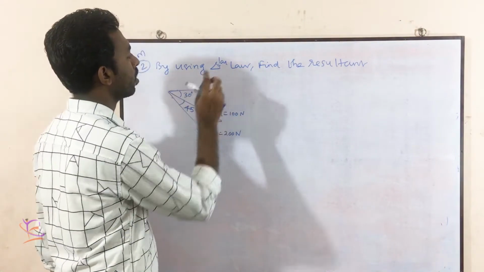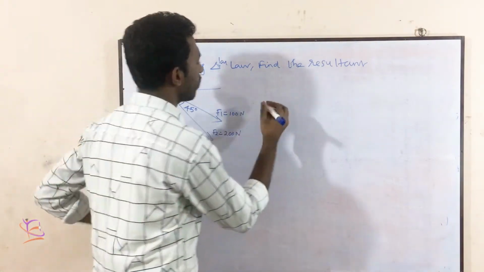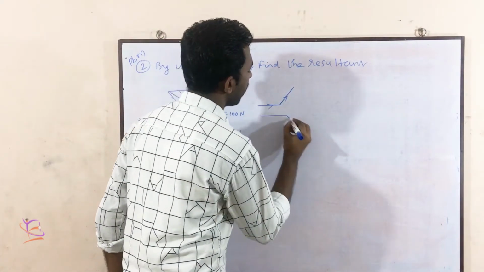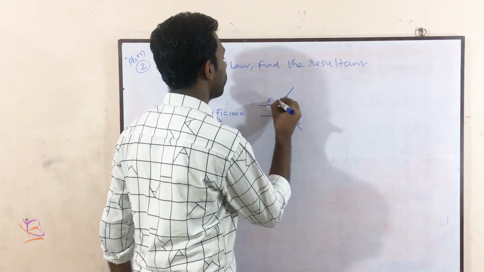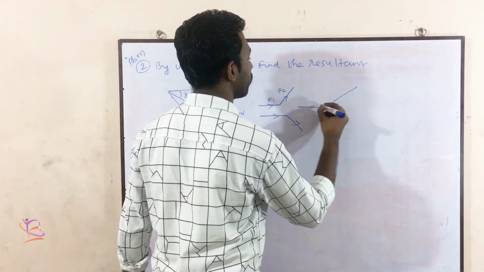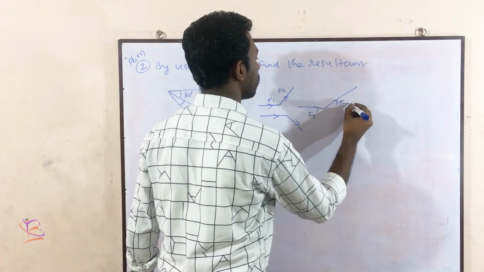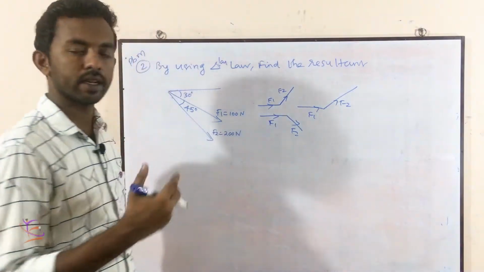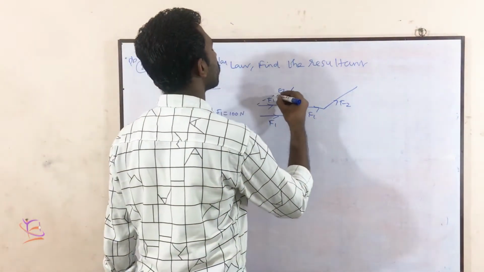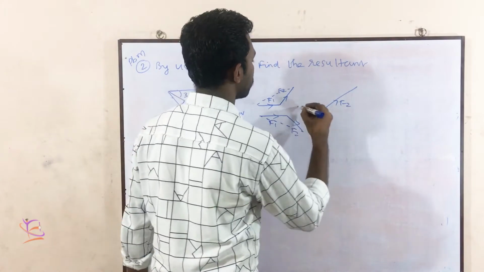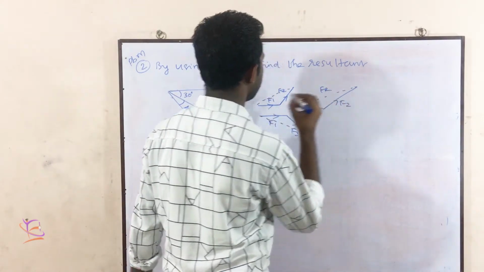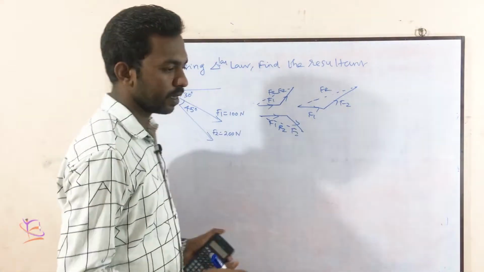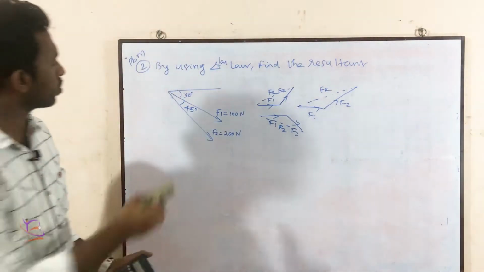What is meant by triangular law of forces? If forces F1 and F2 are following each other, one after another, so this is F1, this is F2. If they follow one after another, then only the closing side of the triangle is called the resultant. But now in our case, it is not like that. It is not following each other.